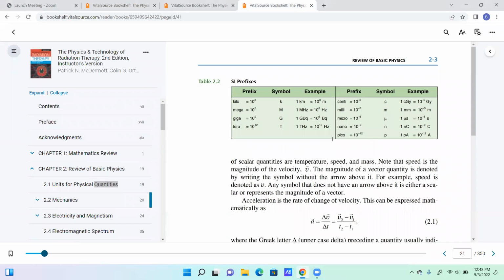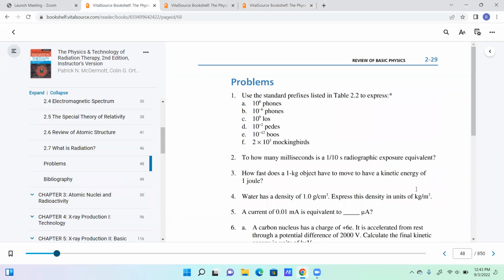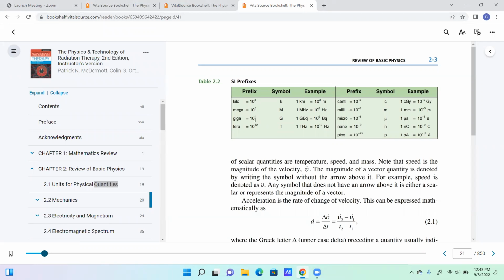Now, if you go to table 2.2, you can see all of these symbols here. This is what you're going to end up using. Okay, so 10 to the 6th phones. What we need to do is go here and find something that is 10 to the 6th.